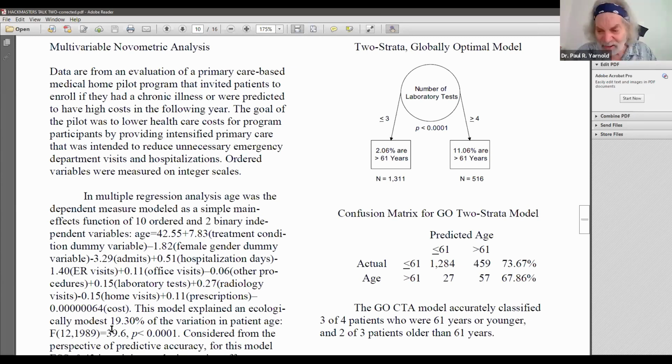I'm not about to try validity on this thing. It's a piece of junk. Time's too valuable to do that. So instead, I did a Novometric analysis. And it turns out that the only variable that stands up, the globally optimal model, is number of laboratory tests. And of course it was 0.001. I do that because that means not in our lifetime, and because that's the convention, and more zeros is not impressive.